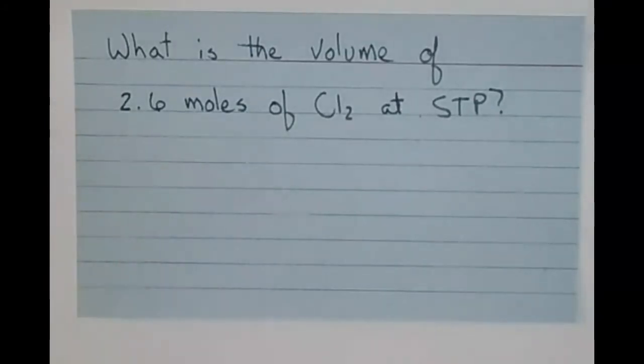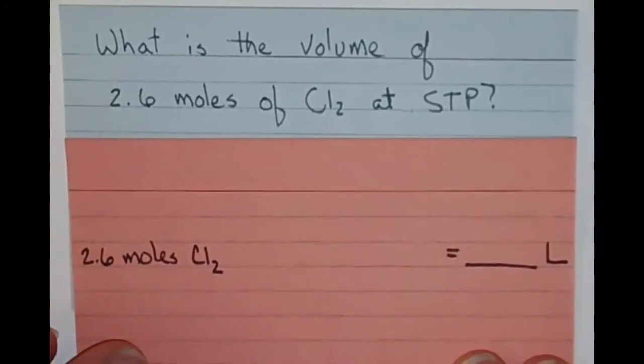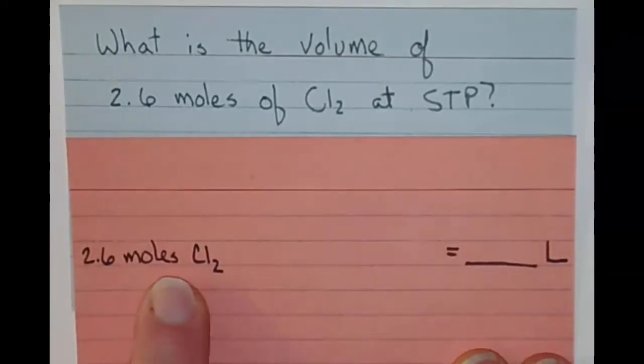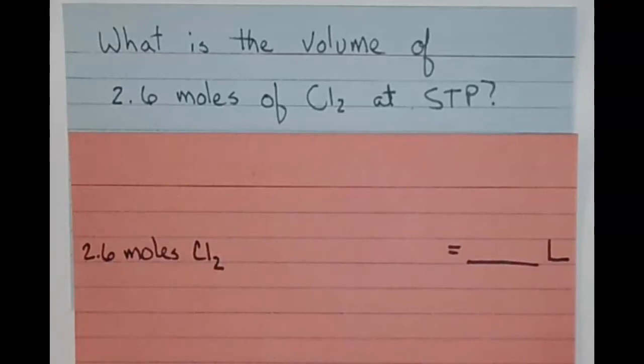So we do what we always do. We start by writing the initial quantity with units so we know where we start, and the final units, so we know where we want to go.